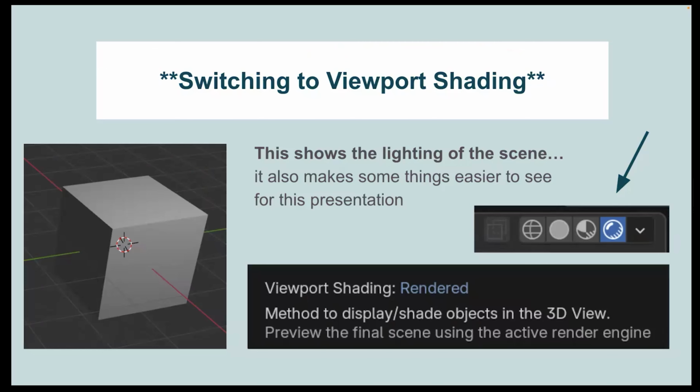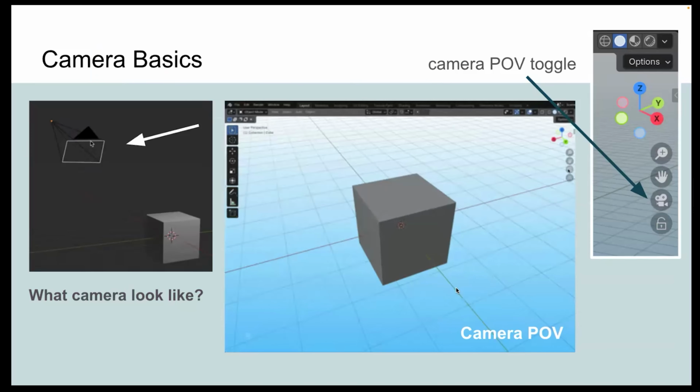So yeah, I'm gonna go over lighting stuff. To see lighting, you have to switch to the viewport shading mode at the top. This is what it looks like. It's the one on the very right. It shows the lighting of the scene and also makes some things easier to see for this presentation. It's the rendered viewport shading.